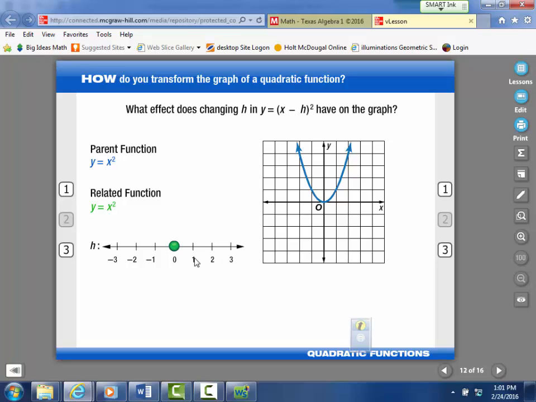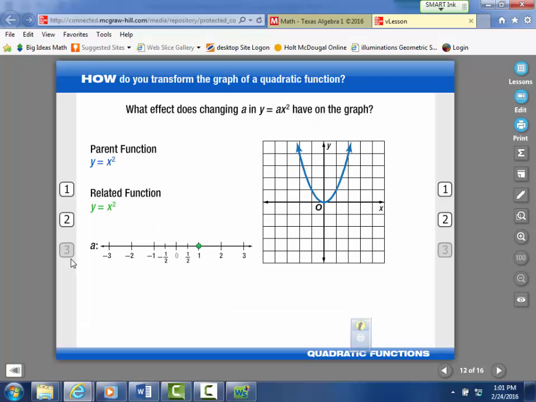What's going to change then? All right. So let's see when we subtract 1. Okay. Subtract 2. Subtract 3, what happened? It moved over to the right that many units, right? Okay, so what do you predict is going to happen when we have a negative number, right? When we subtract a negative number. Oh, it's saying plus 1, so we're subtracting negative 1, so plus 1 is moving it to the left. Okay, so that's what happens when we change our h value.